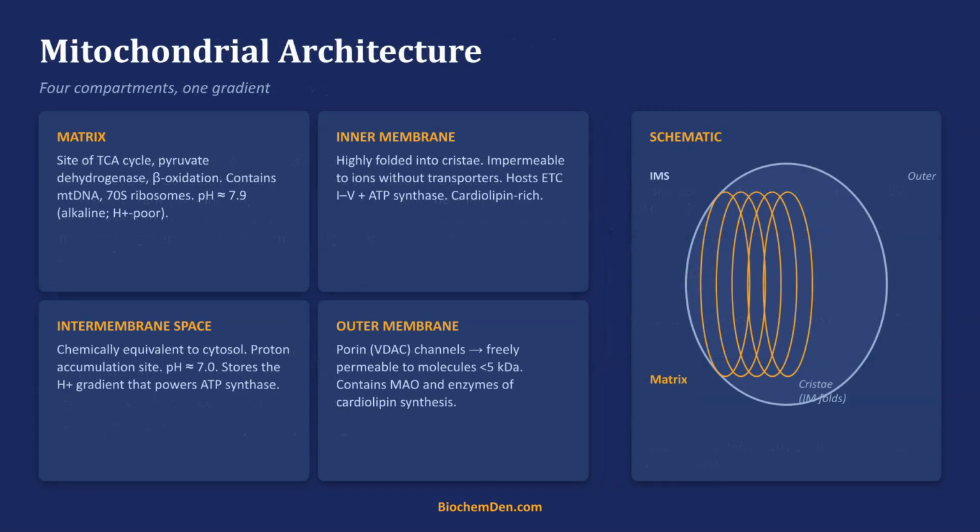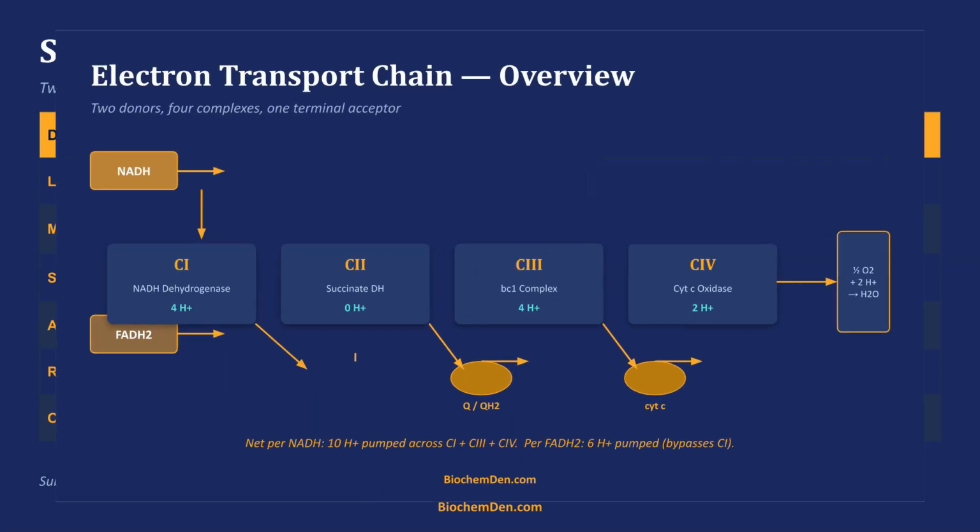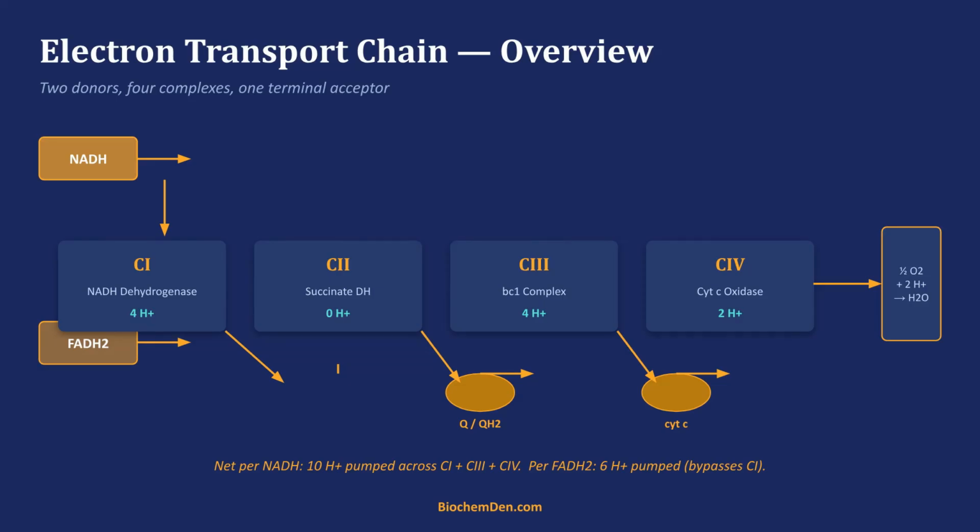The matrix hosts the TCA cycle, while the inner membrane contains the protein complexes that generate the proton gradient across the intermembrane space. It is crucial to distinguish between substrate-level phosphorylation and oxidative phosphorylation. Substrate-level is a faster, low-yield process in the cytoplasm and matrix, while oxidative phosphorylation is the high-yield pathway that sets our aerobic energy ceiling.